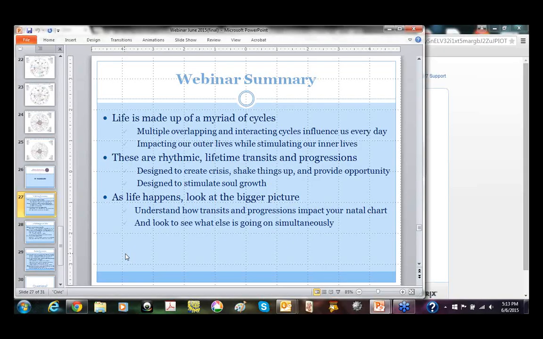Why am I having such a difficult time now? Well, many times we look at the chart and some of the indications are there. If there are no indications and we're still having a difficult time, it's because soul is causing us to come to terms with certain things, so we can move on.